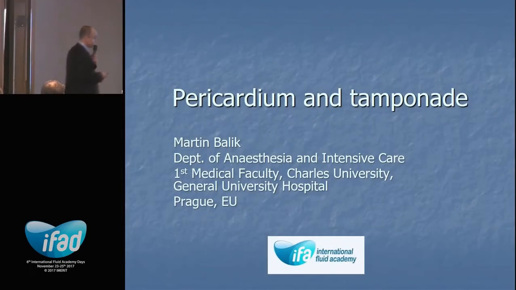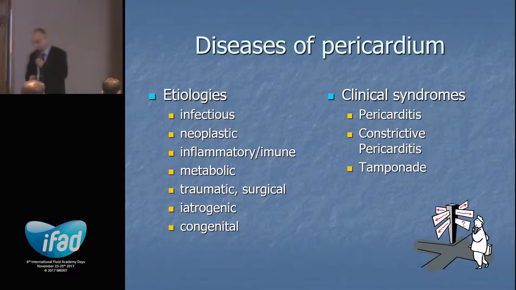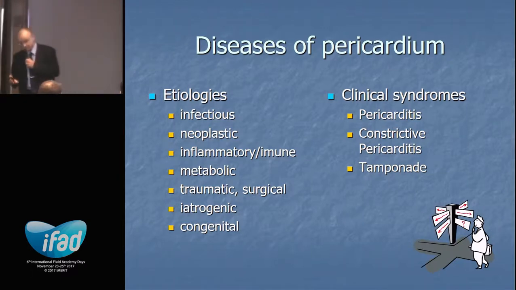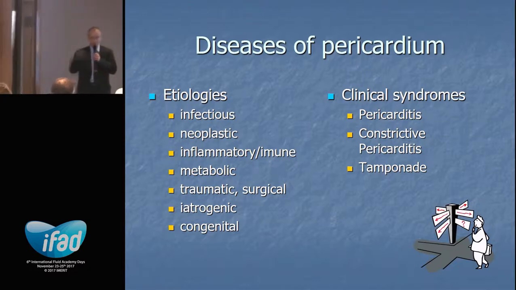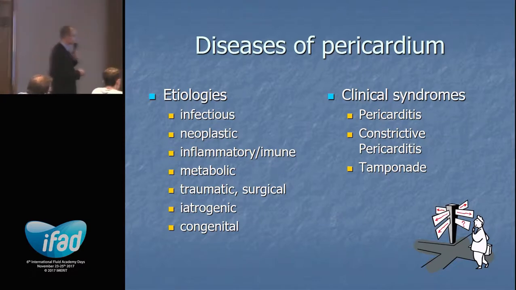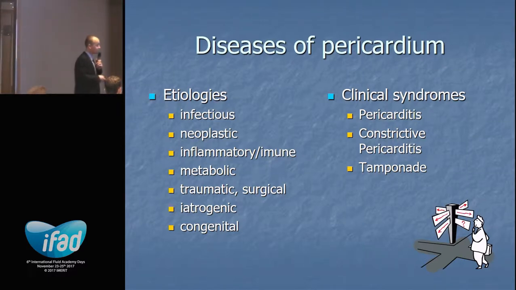I'll focus on pericardium. What I have here for you is to present diseases of myocardial wrapping, which can come from multiple etiologies. You can get it from multiple sites of your tertiary hospital. You get it actually from infection. You get it from the oncology department. There's a large pericardial effusion in an oncology patient.